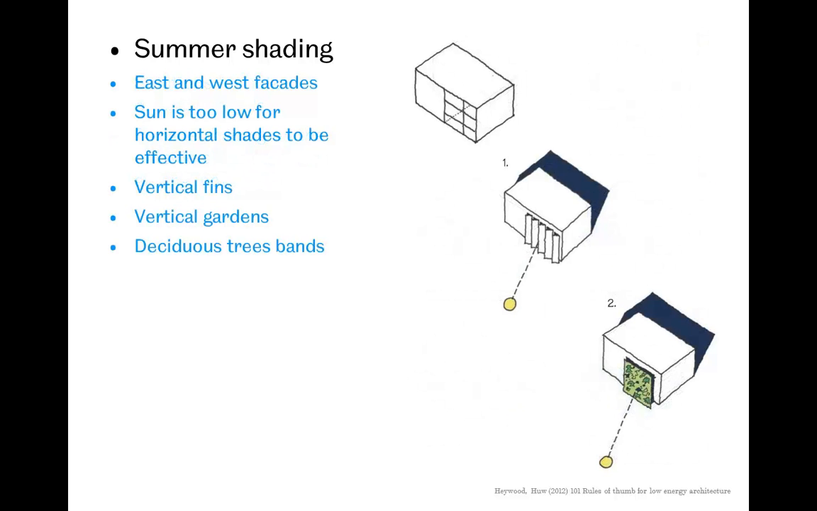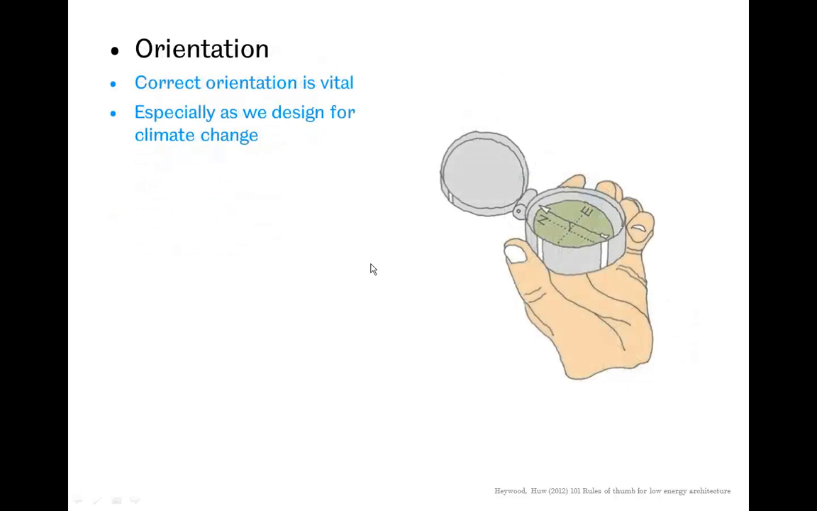Summer shading on the east and the west facades. The sun is too low for horizontal shades to be effective. If you have a horizontal shading surface like that, but the sun is low, it will shine straight into the building. And so this is why vertical fins, vertical gardens, or deciduous trees can be effective. And if you look back when we used Climate Consultant, we used that shading calculator to demonstrate this effect. Correct orientation is vital, especially as we design for climate change.